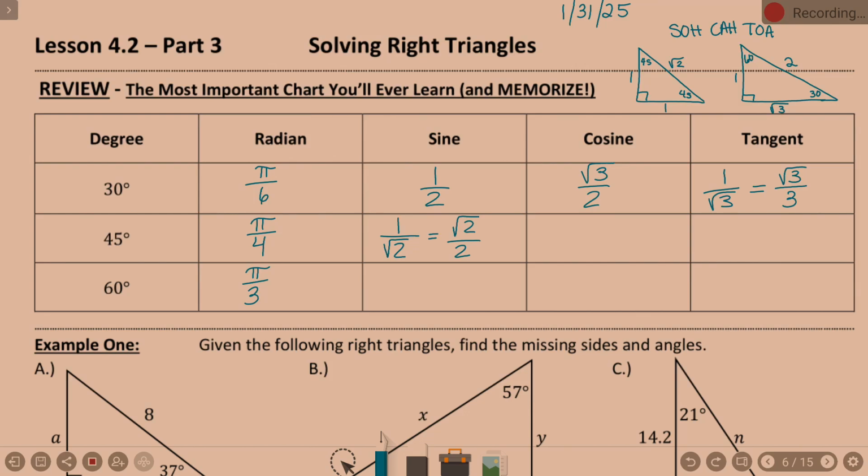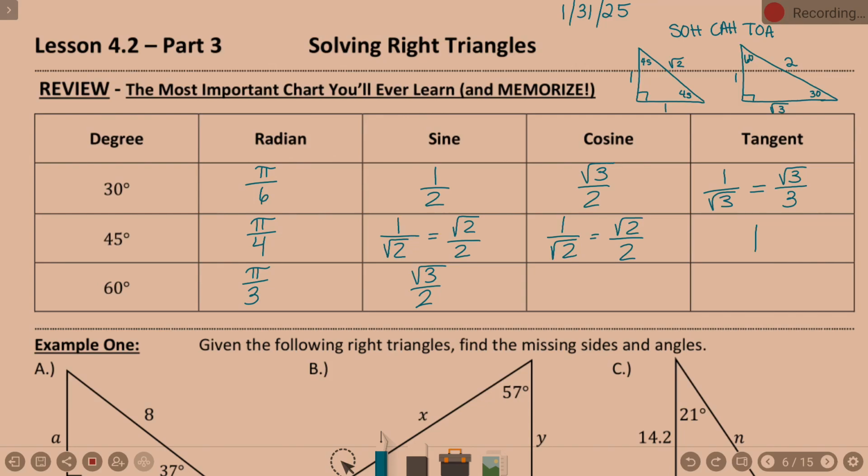An easy thing to start memorizing about your chart. What about the cosine of 45? It ends up being the same as sine of 45, doesn't it? Adjacent over hypotenuse, 1 over the square root of 2, which is square root of 2 over 2. And an easy one to remember, tangent of 45 is 1 over 1, which is 1. Back to your 60 degree angle. Sine of 60 degrees is opposite over hypotenuse, so square root of 3 over 2.